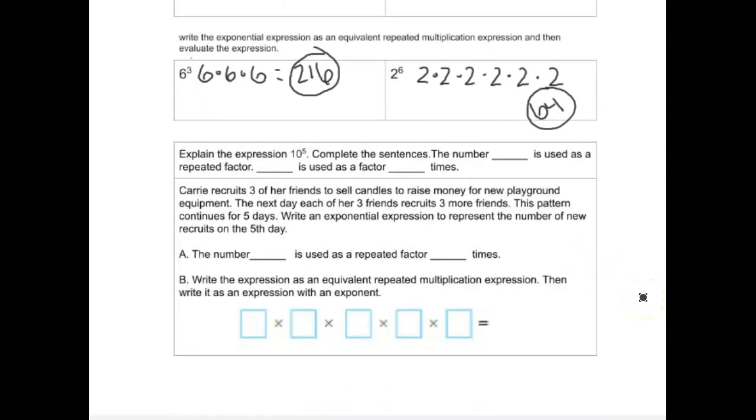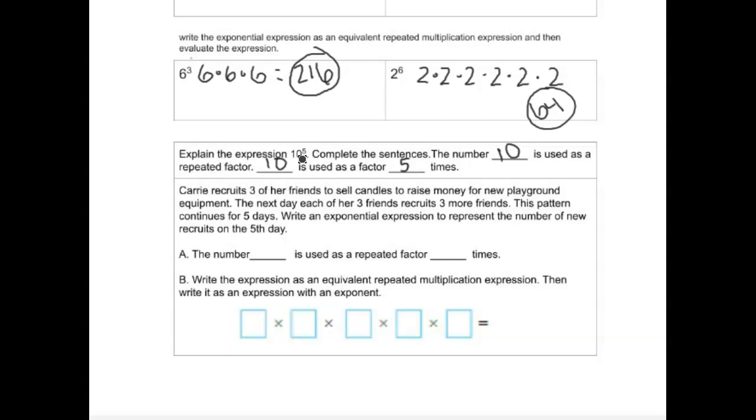Explain the expression 10 to the 5th. Complete the sentences. The number 10 is used as the repeated factor. 10 is used as a factor 5 times. 10 is the base, so that's the number you're multiplying, and then you have to do it 5 times because the exponent is 5.